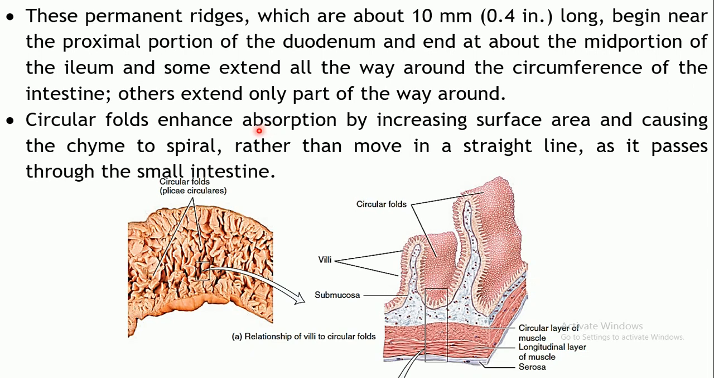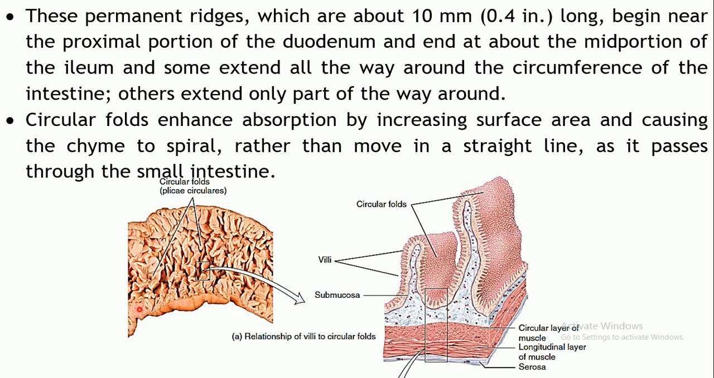Also, the chyme passes through the small intestine in a spiral manner rather than traveling straight. The food which is coming here will not pass directly towards the large intestine. Straight it will not go. It will move in a spiral manner. From here it will go here, so it will move circularly, spirally. Imagine a spring, how it is located. Your food will also move in that fashion. It will not move straight, but in a spiral fashion.